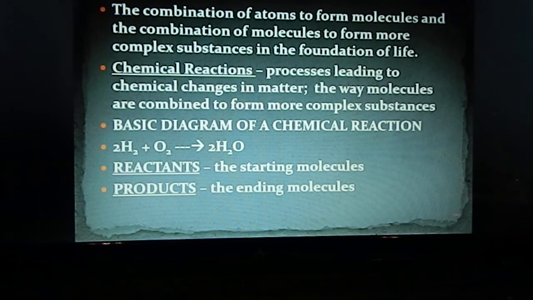So that is the summary of chapter 2. So we'll talk about any questions or specifics you might have on our next class period.